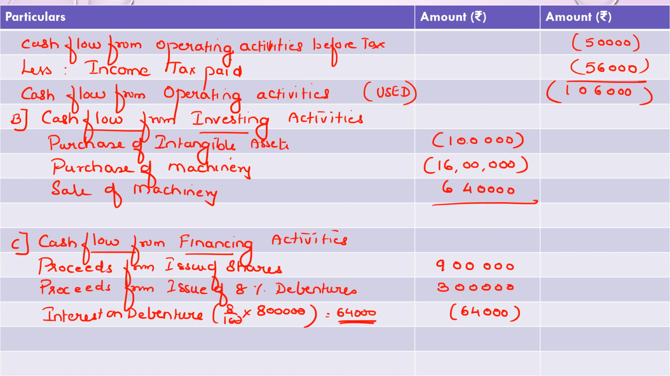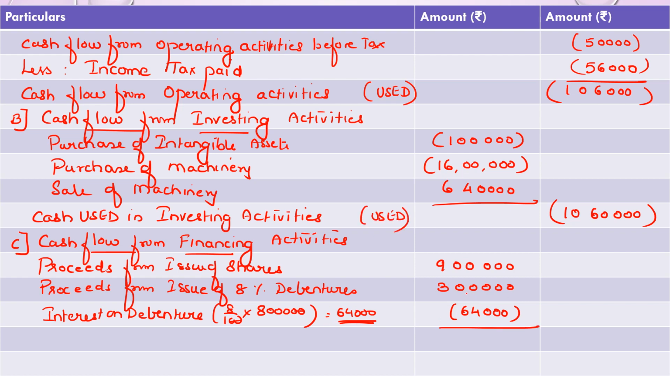Now going to the investing activity, 16 plus 117 lakh minus 6 lakh 40 would give you an outflow of 10 lakh 60,000. So this is represented by cash used in investing activity. So here also it is used. Finally, financing activity 12 lakh. 12 lakh minus 64 would be 11 lakh 36,000. So this is cash flow from financing activity.